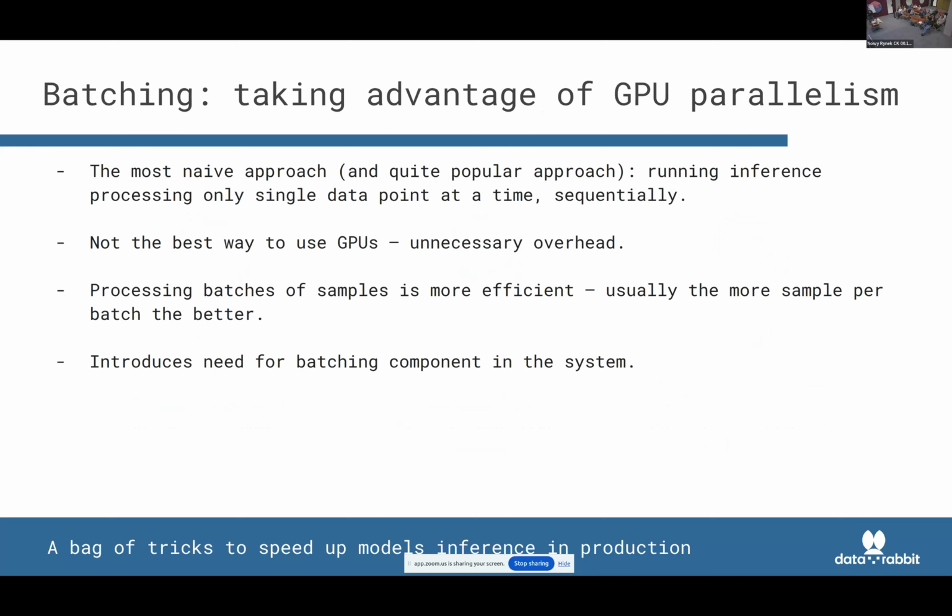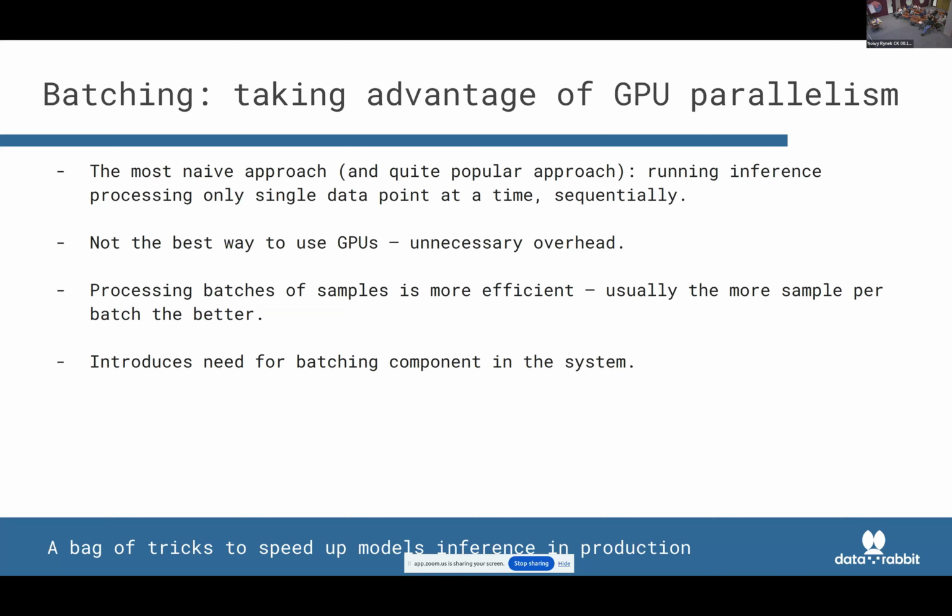Okay, with that, moving on to software. So the first thing that you should always utilize, always look into, is batching. So taking advantage of the GPU parallelism. The GPUs are working the best if they are fully utilized, and the most naive approach that we often see with our customers is that they approach models with, hey, we have a single sample to process, we are processing a single sample at a time, right?